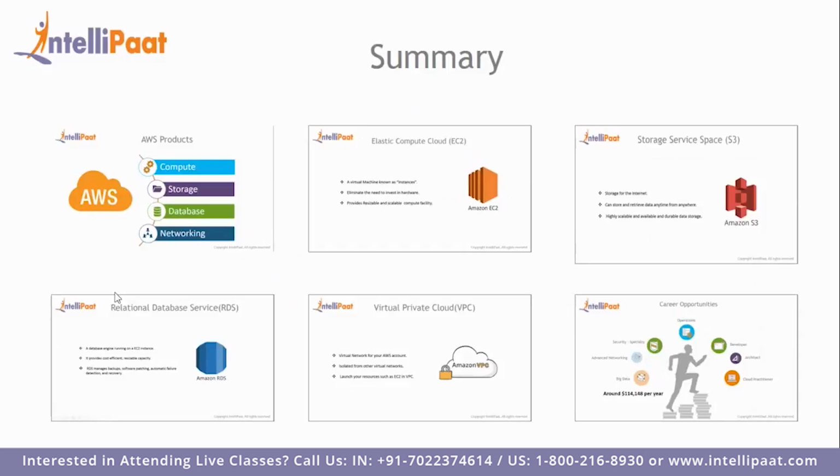And now let's take a short recap on what we have learned so far. We started by knowing the four major areas that AWS works in, then saw some of the major components: Elastic Compute Cloud, Simple Storage Service, Relational Database Service, and Virtual Private Cloud. We also performed hands-on related to AWS and discussed the career growth it has for you.